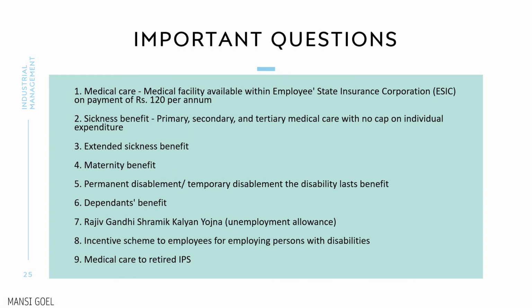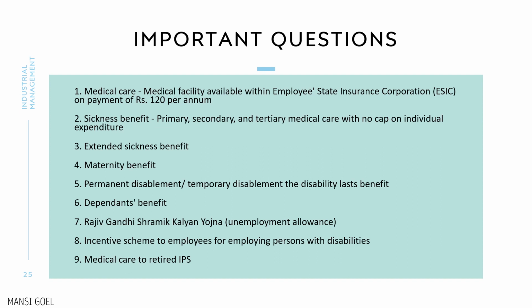1. Medical care: medical facility available within Employee State Insurance Corporation, ESIC, on payment of 120 rupees per annum. 2. Sickness benefit: primary, secondary, and tertiary medical care with no cap on individual expenditure. 3. Extended sickness benefit. 4. Maternity benefit. 5. Permanent disablement/temporary disablement, the disability lasts benefit.